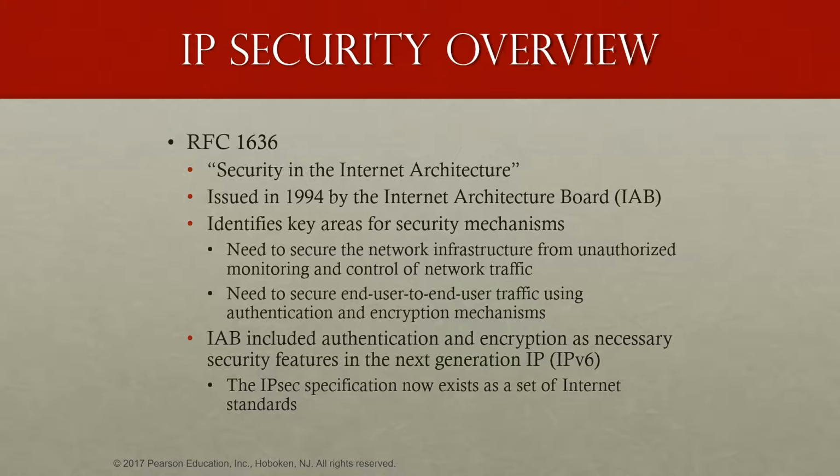To provide security, the IAB included authentication and encryption as necessary security features in the next generation IP, which has been issued as IP version 6. Fortunately, these security capabilities were designed to be usable both with the current IP version 4 and future IP version 6. This means that vendors can begin offering these features now, and many vendors now do have some IPsec capability in their products. The IPsec specification now exists as a set of Internet standards.